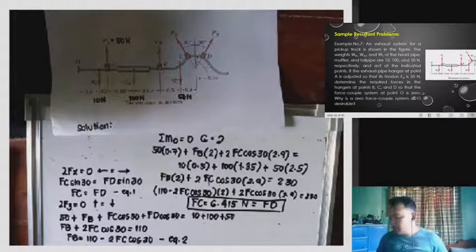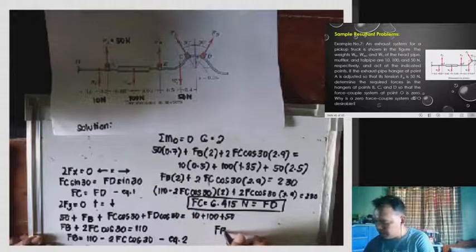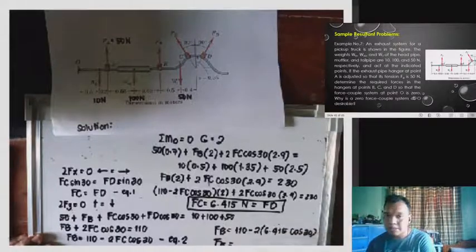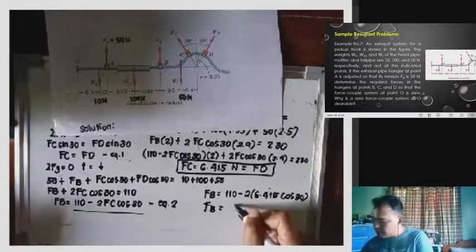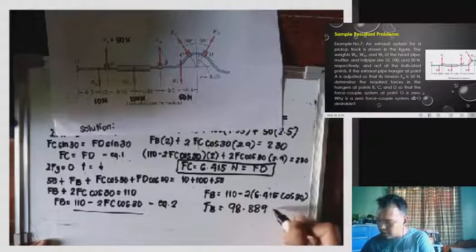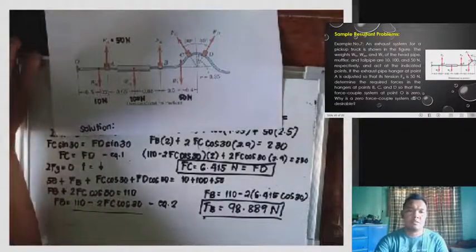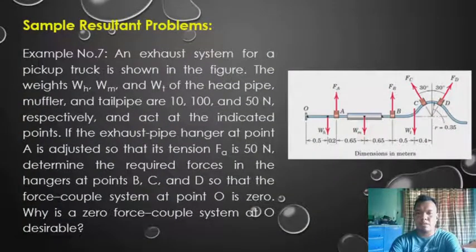Okay. Then, to identify the value of FB, yung FC na value dito, ilagay mo lang dito. So, FB is equivalent kay 110 minus 2 times 6.415 cosine 30. We have here 98.889 Newton. Okay? Ito yung final answer. Next problem po tayo.